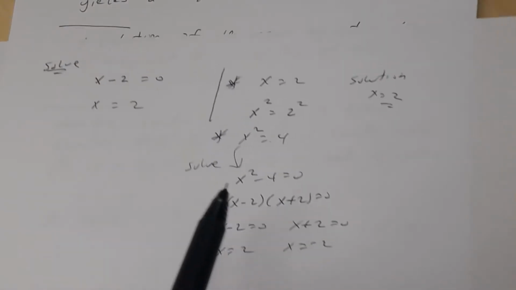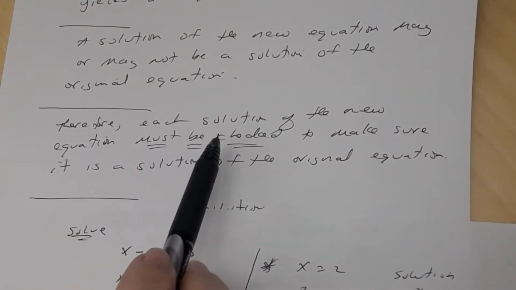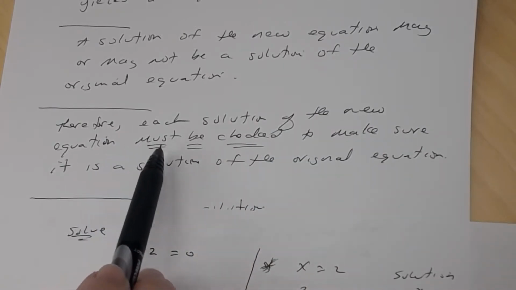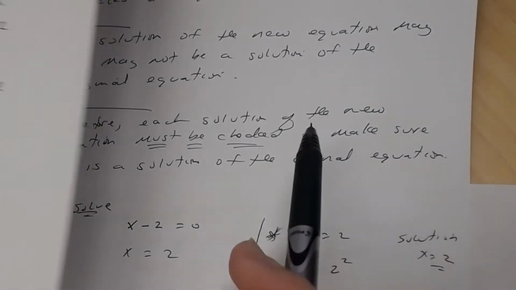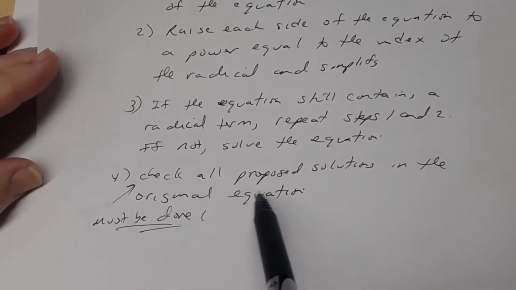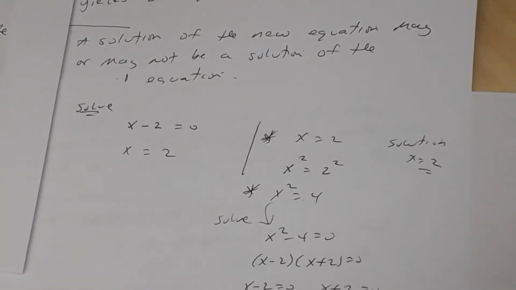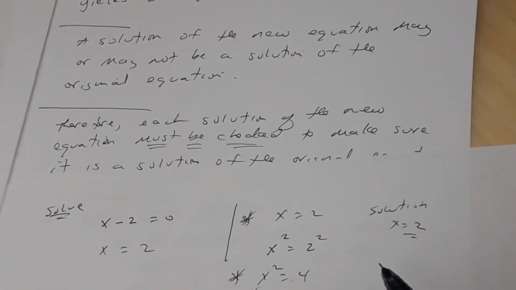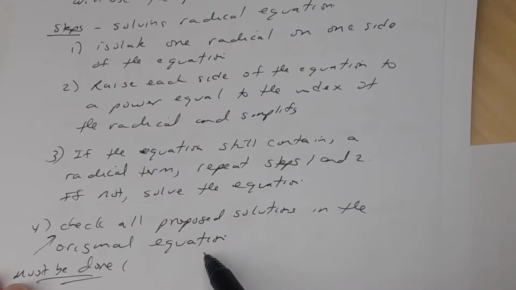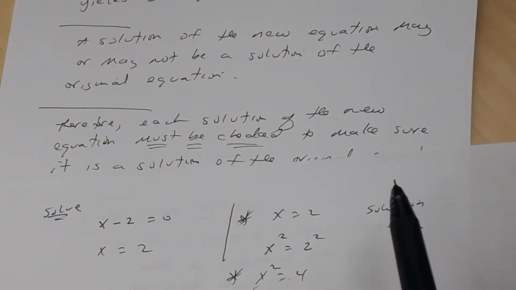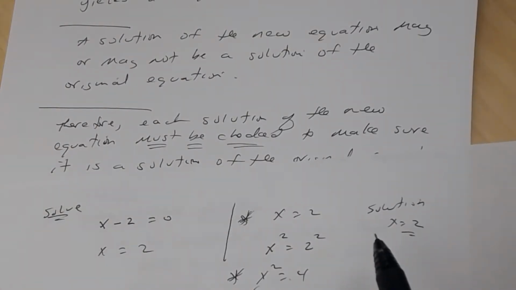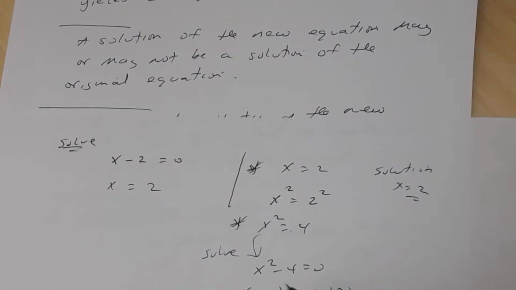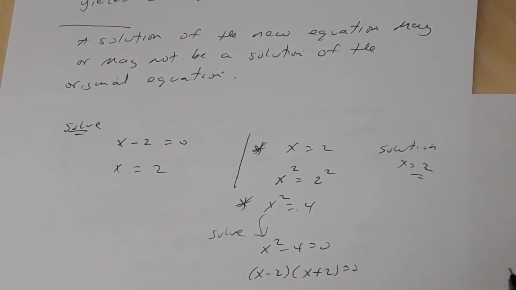Keeping that in mind now, let's look at the other one. Therefore, each solution of the new equation must be checked to make sure it is a solution to the original equation. So that's why when we did step 4, all proposed solutions must be checked in the original equation. And remember, you only do that if you're raising both sides to a power. So far, we haven't done that. We haven't raised both sides to a power. Now we are. So we're solving these radical equations.